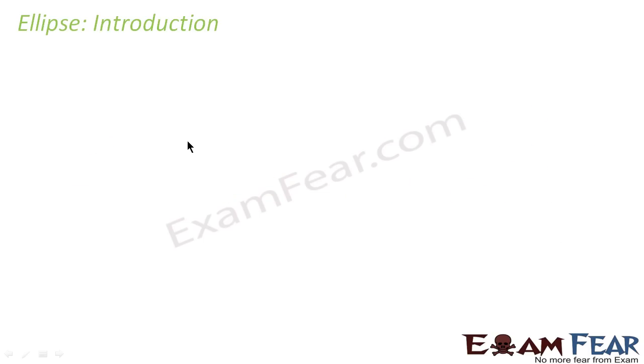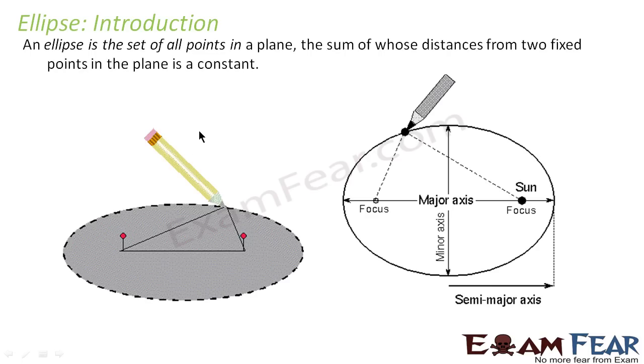Let me introduce to you a new term called ellipse. Ellipse is the set of all points in a plane, the sum of whose distance from two fixed points in the plane is constant. Please let me repeat again. Ellipse is a set of all points in the plane. The sum of distance from two fixed points in the plane is constant.